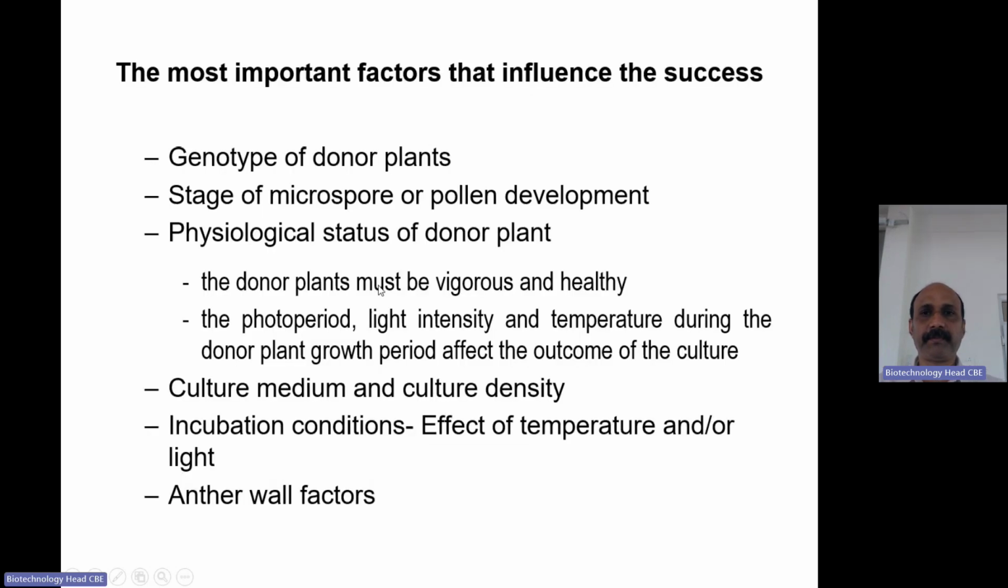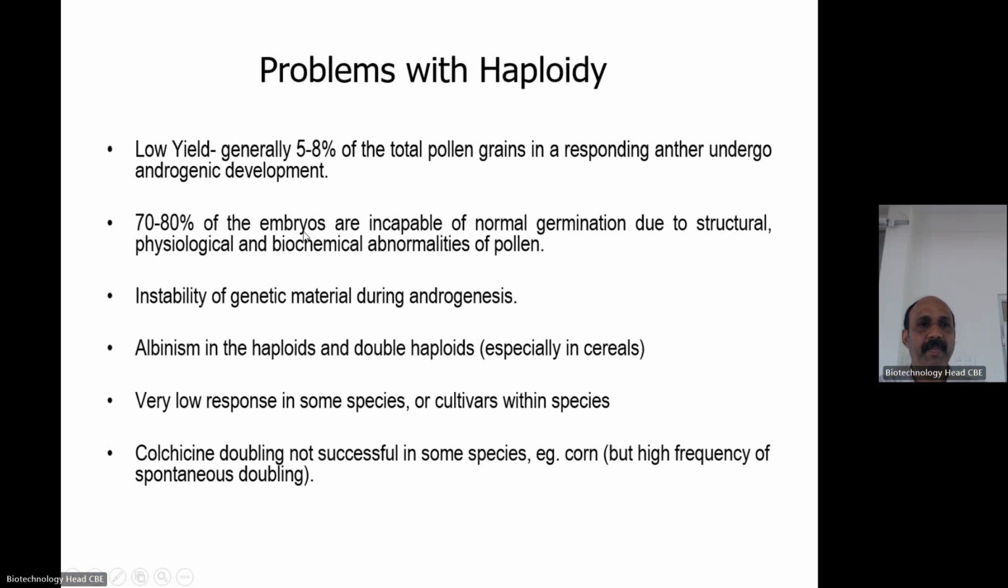So the next: what are the important factors? Genotype, physiological stage, culture media, incubation conditions, and the wall factors. All of this influences the success.